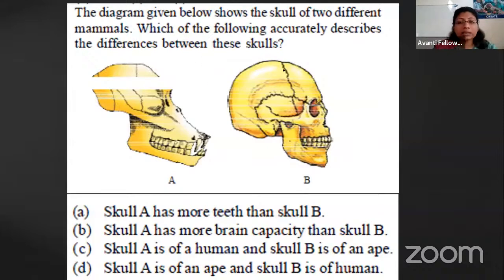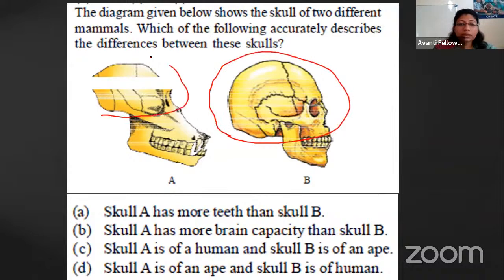So as you can see, this is the skull. Let me change the color. Okay, as you can see the size of this skull and the size of this skull, what can you say? The cranial capacity of which skull is more, A1 or B1? किसकी कैपेसिटी ज्यादा लग रही है? साइज किसका बड़ा है? Obviously the B1. So the cranial capacity of A is smaller than the cranial capacity of B.